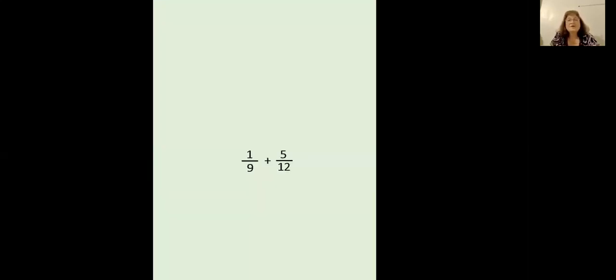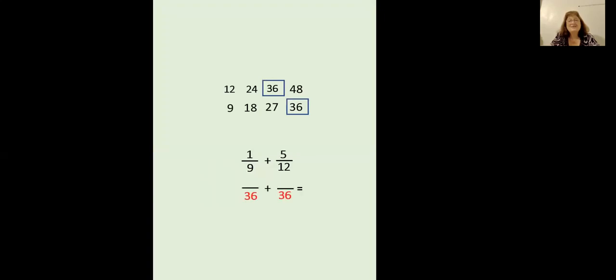Okay, we're going to find the lowest common denominator of 9 and 12. 12 times 1 is 12. 9 times 1 is 9. 12 times 2 is 24. 9 times 2 is 18. 12 times 3 is 36. 9 times 3 is 27. 12 times 4 is 48. 9 times 4 is 36. And 36 is our lowest common denominator.